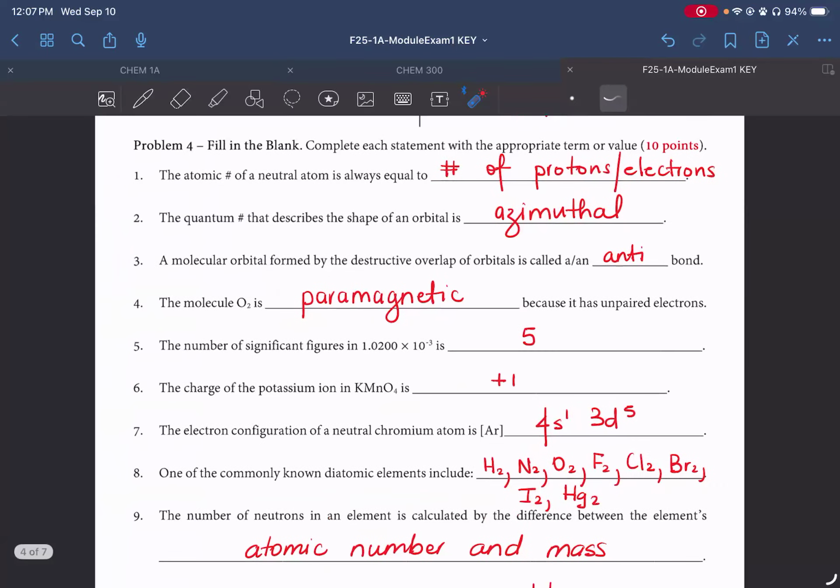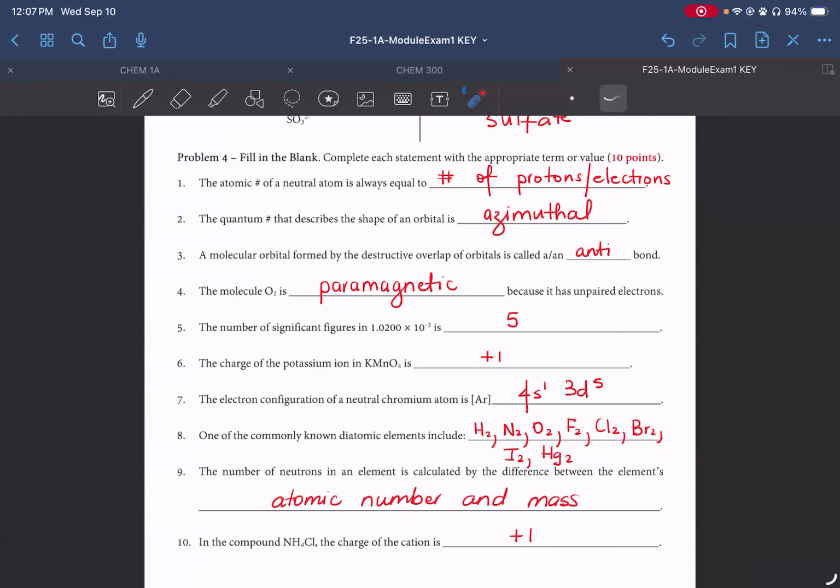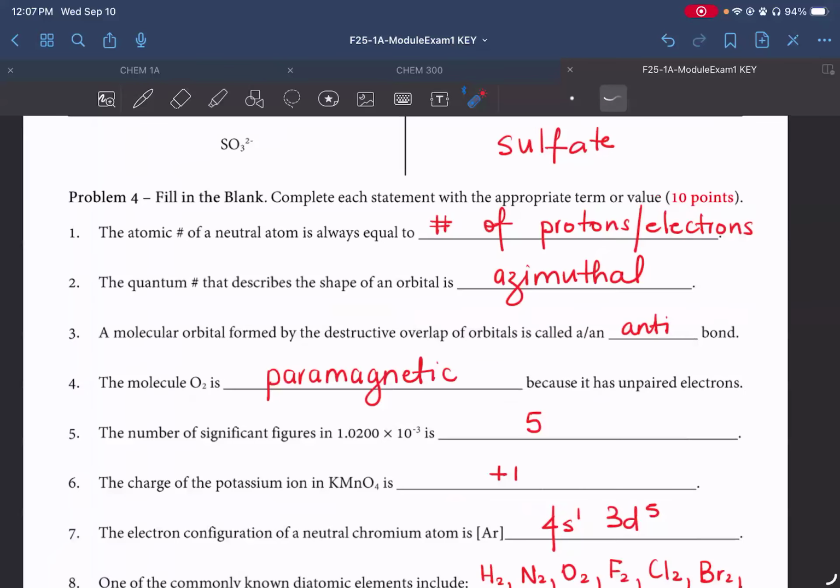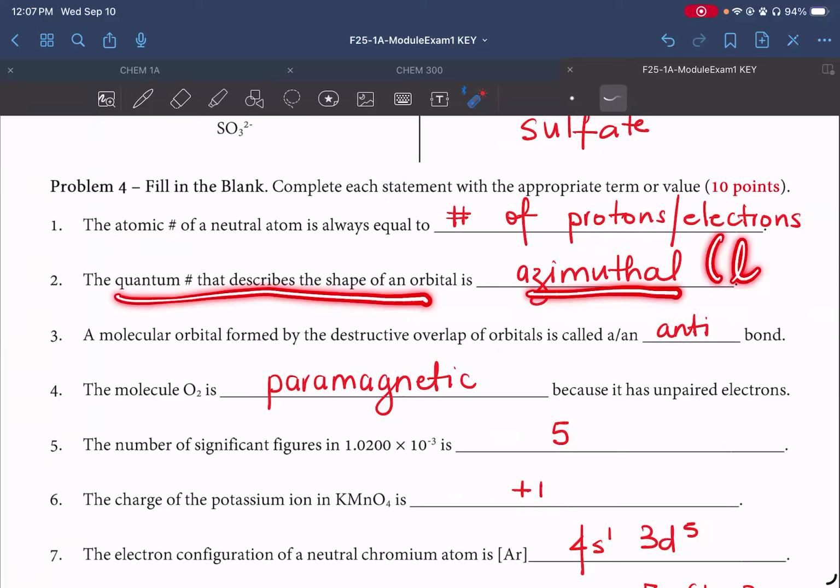Now, problem 4, fill in the blank. This was a new type of question for me. I purposefully did not give you a word bank, a phrase bank for you to pick from, because I wanted to see what the variety of answers would look like. You can see for number 1, I said the atomic number of a neutral atom is always equal to, and if you had written either number of protons or number of electrons, you got it correct. The quantum number that describes the shape of an orbital, its name is azimuthal, but if you had written the symbol L, you would have also gotten it correct.